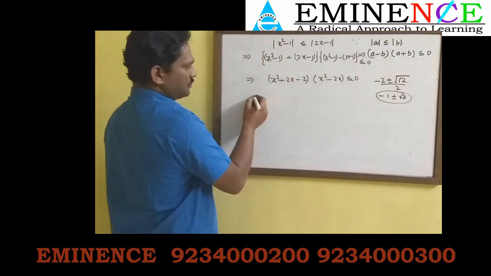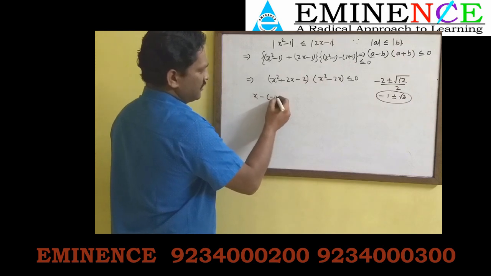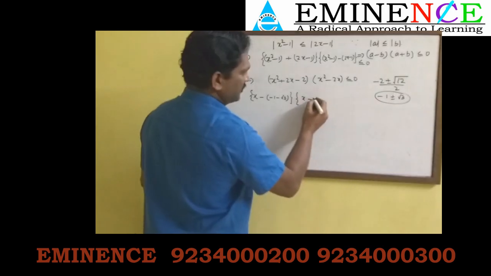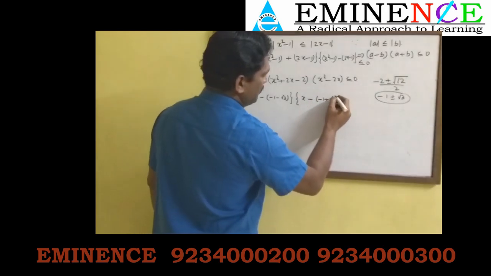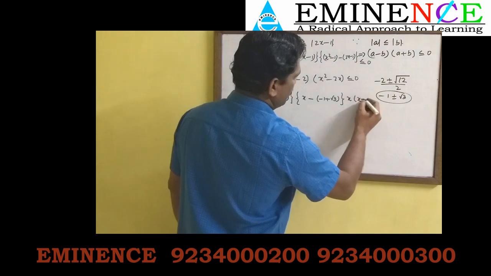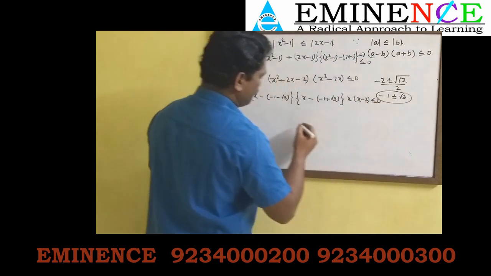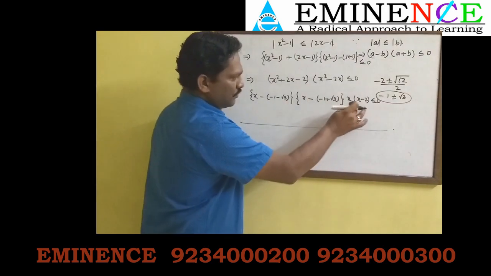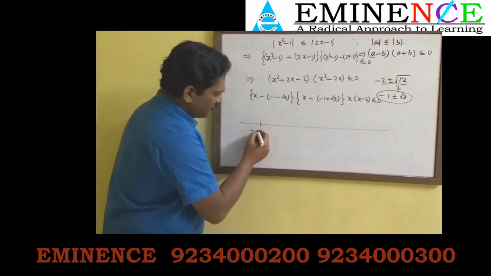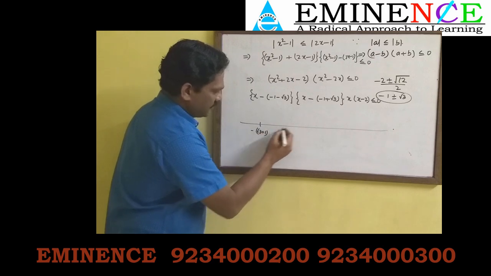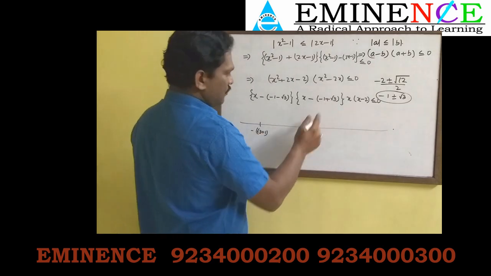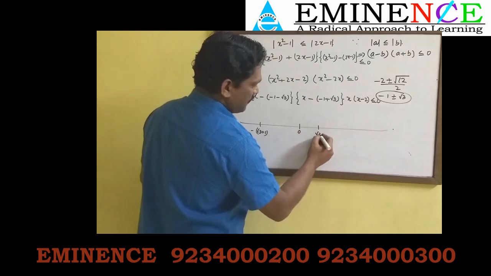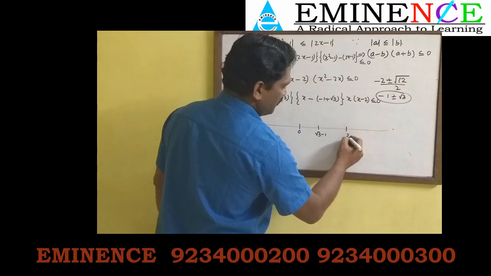Now these are the roots. So x minus minus 1 minus root 3 into x minus minus 1 plus root 3 into x minus 2 less than or equal to 0. See, the sign of this expression will change at all these 4 points. So minus of root 3 plus 1, then comes root 3 minus 1, this is positive, so 0 comes in between root 3 minus 1 and then 2.